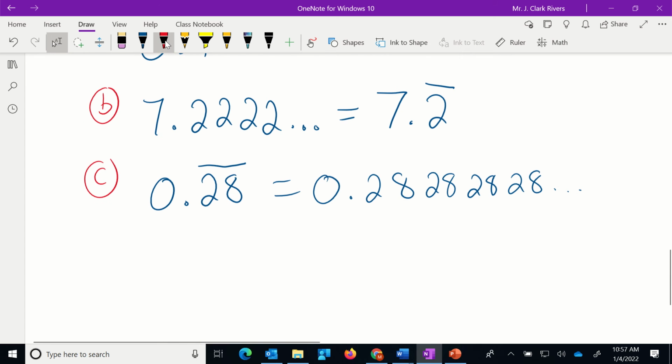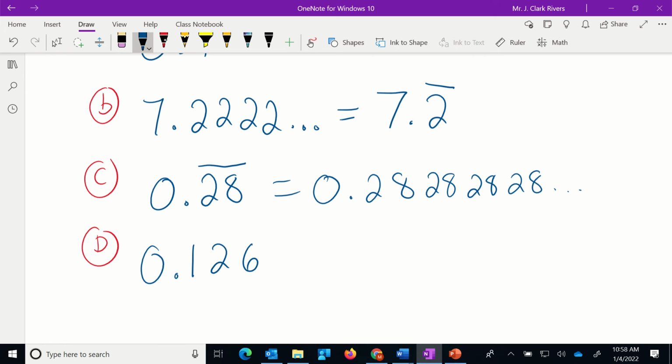All right. Let's try one more. D here. What if we had 0.126 with the bar over the 2 and the 6? What would that be?